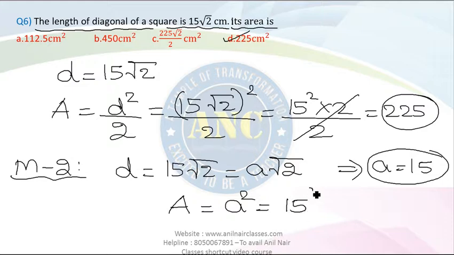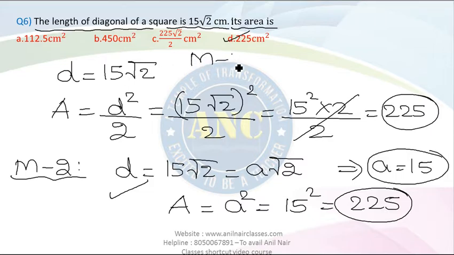Which is nothing but 15 square, which is 225. Sir, you do this method or method 1, it really does not make any difference, for the simple reason that method 1 is actually derived from method 2 itself. I have told you the proof also. So when method 1 is derived from method 2, it really does not give you different answers when you use method 1 or method 2, unless and until your calculations are 100% right.